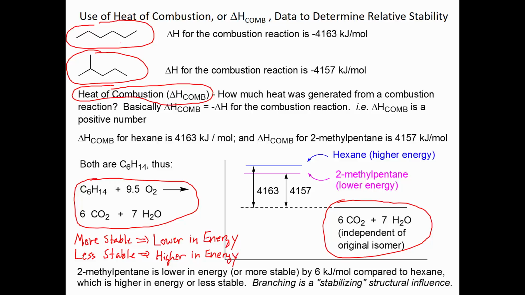Okay, this puny little difference here is exaggerated quite a lot in this diagram. Okay, you can tell this diagram is not to scale. The magenta line and the blue line would really be right on top of each other if it was. But branching is a stabilizing structural influence. It's not a really big one. This is the first thing that we'll take up in organic chemistry that affects relative stabilities of molecules.